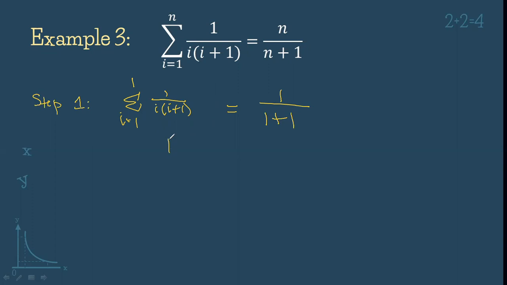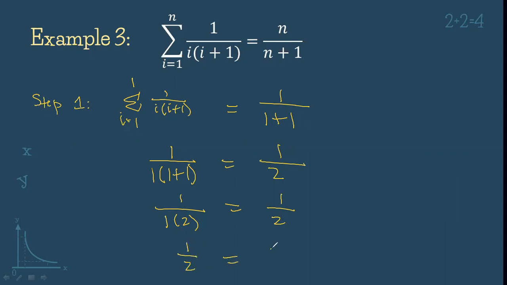So ibig sabihin po, yung ipapalit po natin kay i ay lahat lang po 1. So we have here 1 all over 1 times 1 plus 1 is equal to 1. 1 plus 1, that is 2. So we have here 1 divided by 1 times 2, 1 over 2, is equal to 1 over 2 and 1 over 2. So we therefore proved that step number 1 holds true for n is equal to 1.